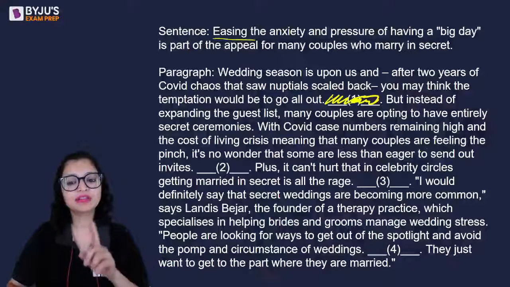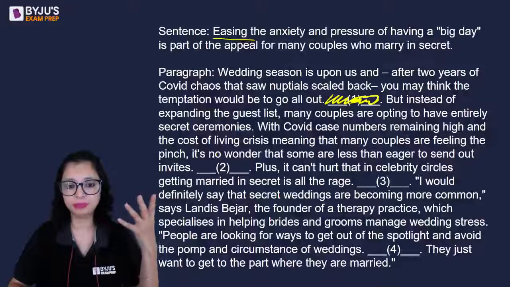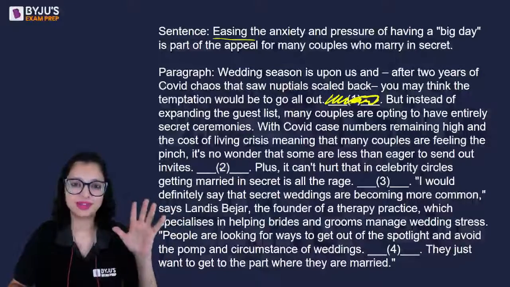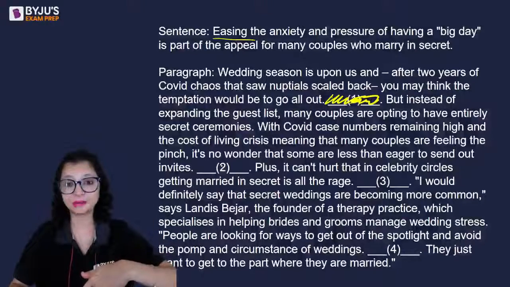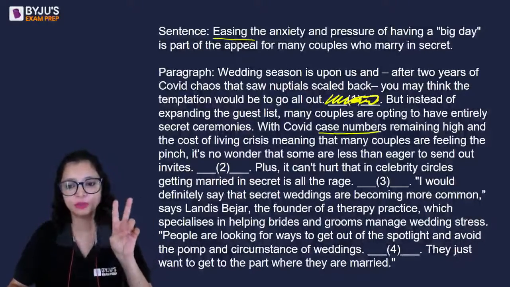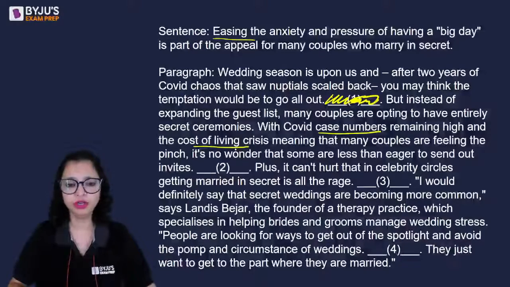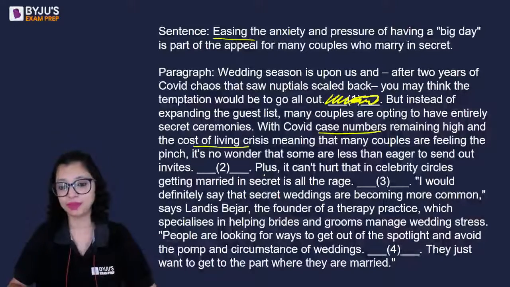That many couples are feeling the pinch, in their pocket and in their physical and mental well-being. It's no wonder that some are less than eager to send out invites. Probably people don't even want others to come to their wedding. There are two reasons mentioned: the number of cases going up and the cost of living crisis. It's justified why they want to have a low-key wedding. Okay, let's see if there's a discrepancy with the next statement.